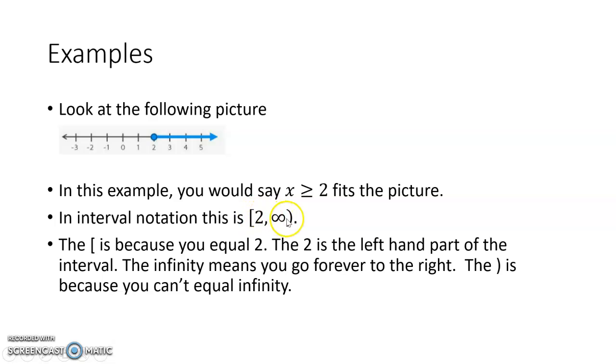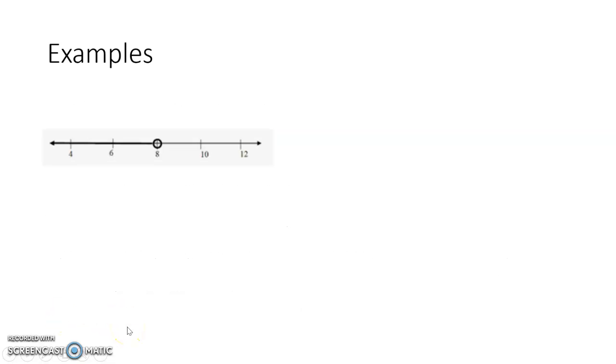So bracket 2 to infinity means my left boundary is 2, my right boundary is forever to the right. I can equal the 2, I can't equal the infinity. And just a reminder that negative infinity and positive infinity always get parentheses.